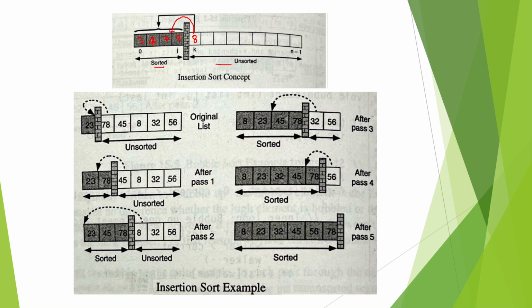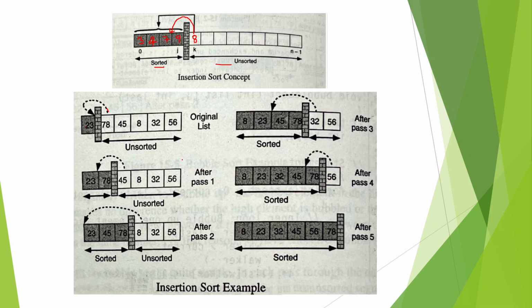Now this is your original list. To make the sort one, pass one, what do we do? We pick the 78. Having picked 78, does this 78 come before 23, or after 23? It comes after 23. So we make that 78 after 23. This is how we make 23 78. Then the imaginary wall comes here. Okay? 45 8 32 56 will remain in the unsorted list.